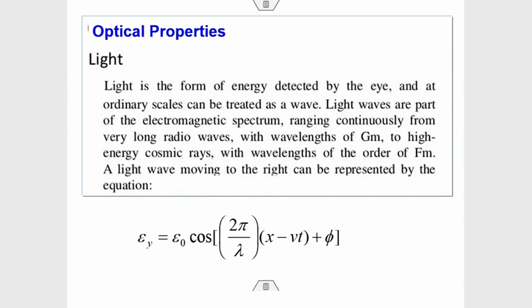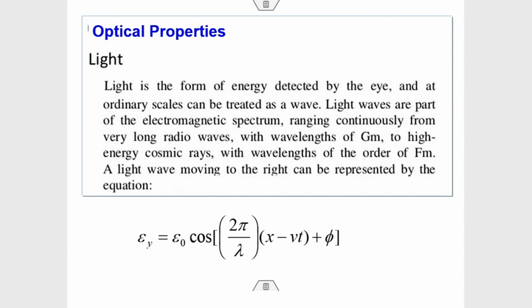Light is what? Light is a form of energy detected by the eye, and at ordinary scales can be treated as a wave basically. It is nothing but a wave, we know. Light waves are basically part of the electromagnetic spectrum, which you will see soon, and it can be described using an equation like this.